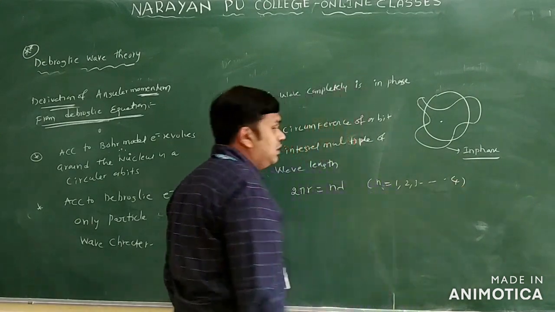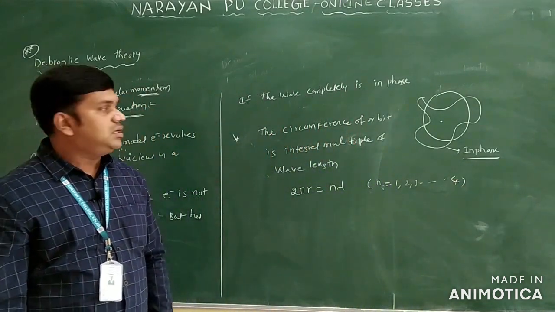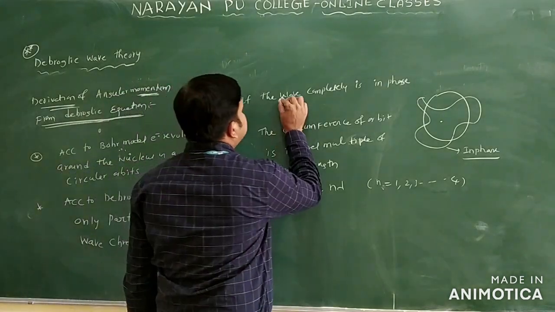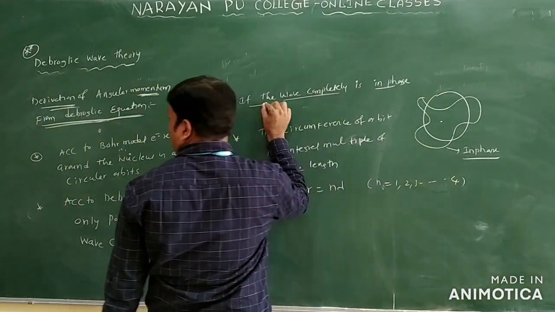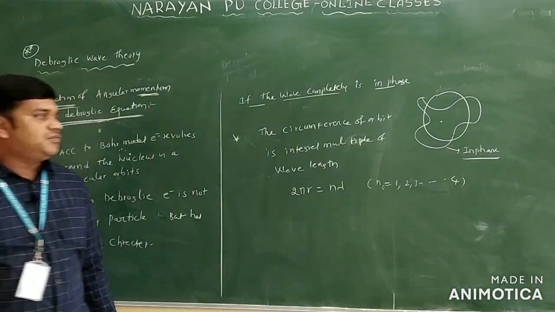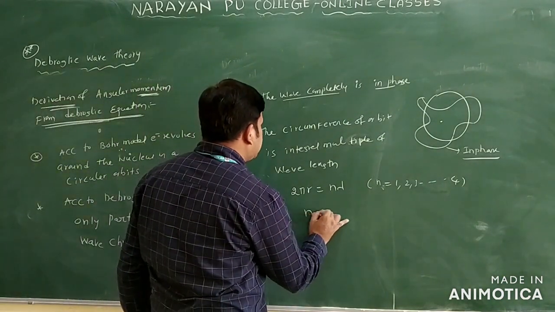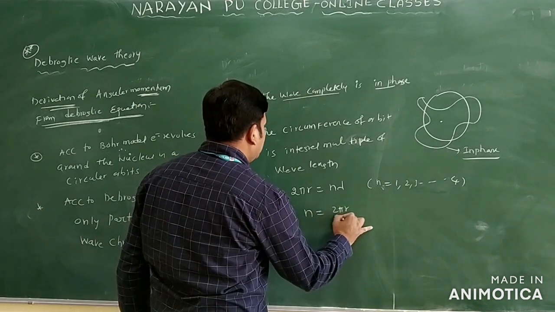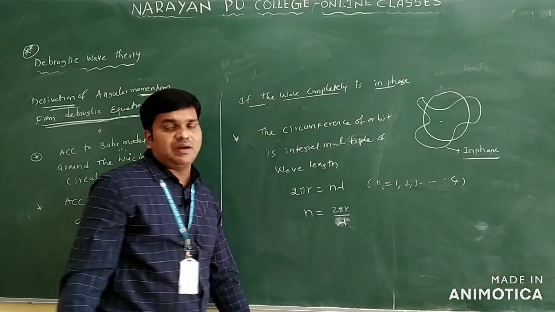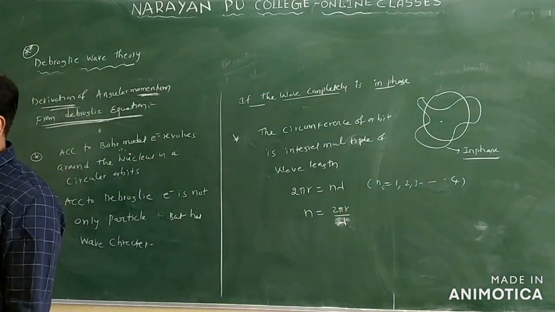This is the integral multiple. The circumference is an integral multiple of the wavelength, which is possible only if the wave is completely in phase. From this we write n is equal to 2 pi r by lambda. This is one equation we have.